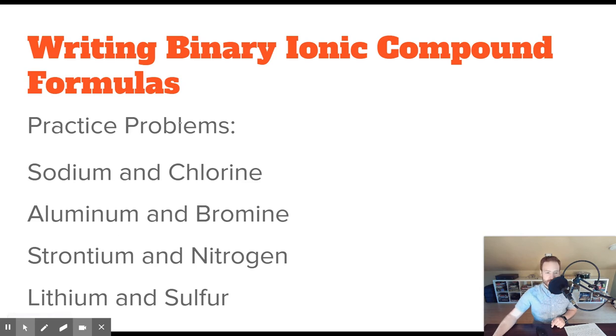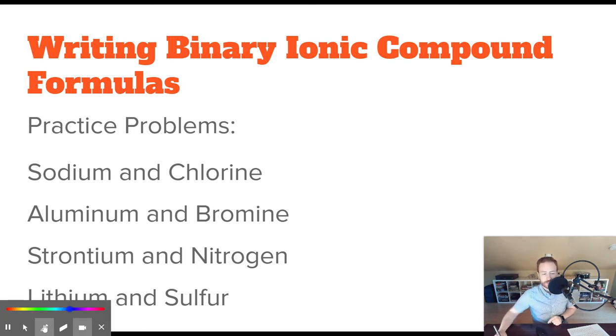Let's do some examples. I'm going to do one more example, and then I'm going to let you do the other 3 on your own here. I'm not going to do the first example. Actually, I want to do aluminum and bromine. So step 1, find each of those elements on the periodic table and figure out what their ionic charge is going to be.